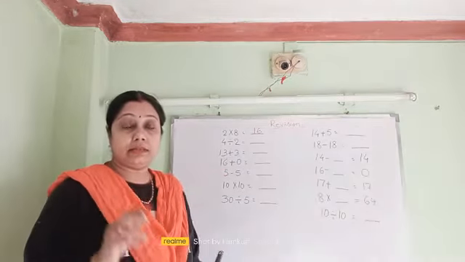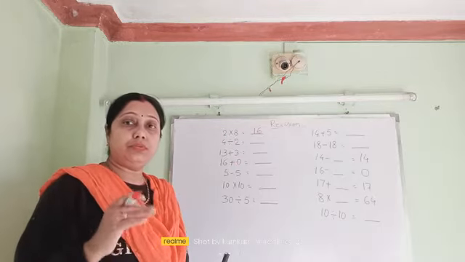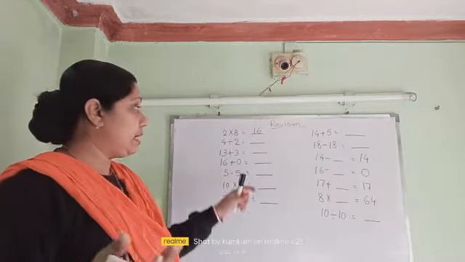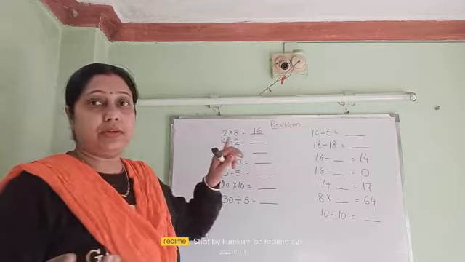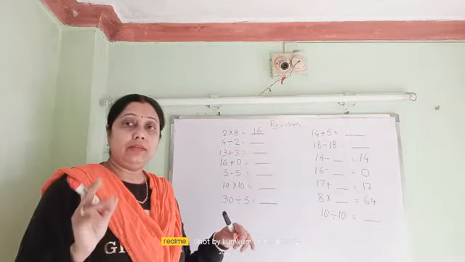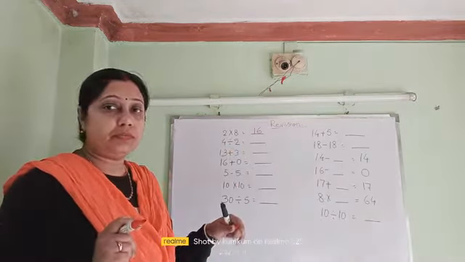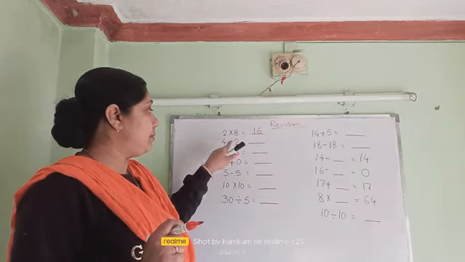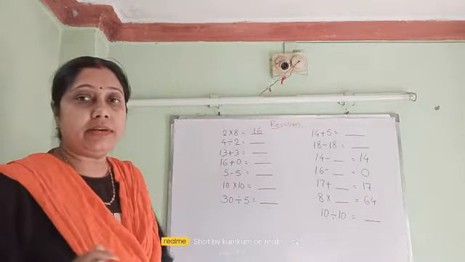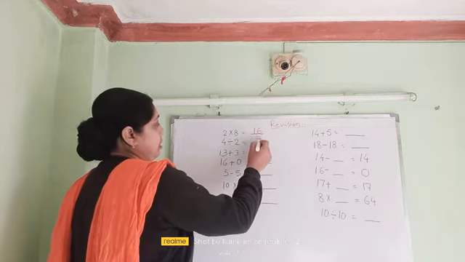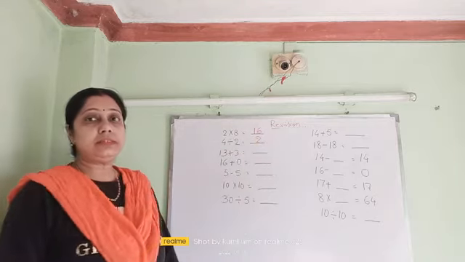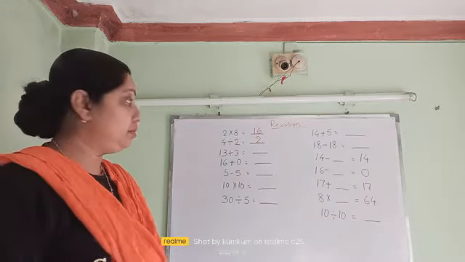Next, 4 divided by 2. Now whenever a division sign is there, we have to do just the opposite, vice versa. That means 2 times how much is 4? We have to read the table of 2 until 4 comes. So read the table of 2: 2 ones are 2, 2 twos are 4. That means until 4 comes, we read the table. That means here it will be 2. The answer will be 2.